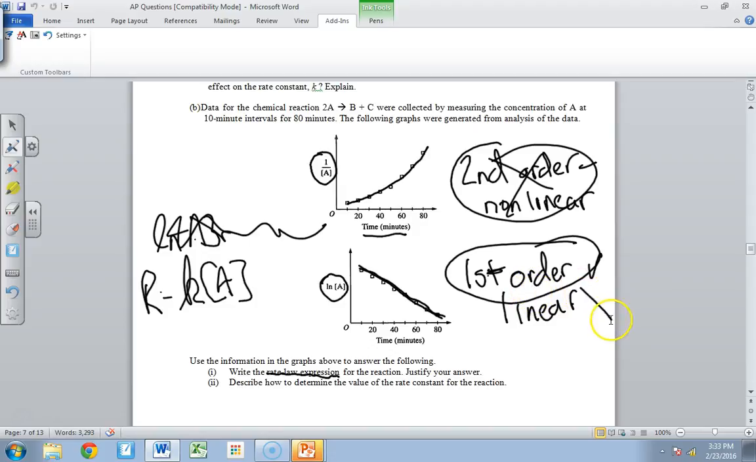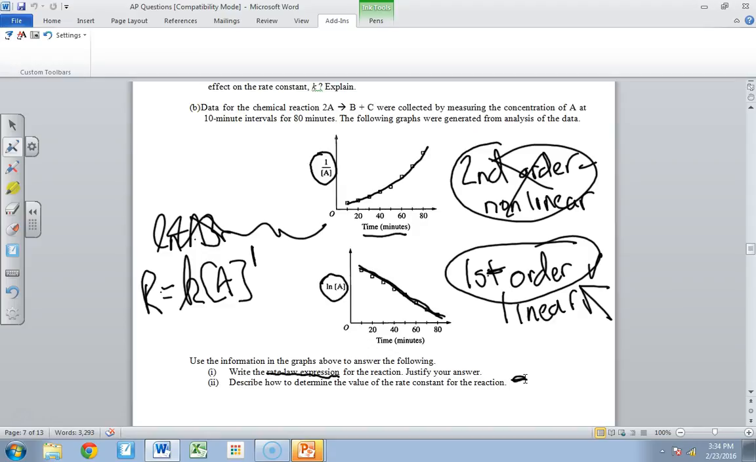Now what is the power? Well, we just determined that the reaction is first order with respect to A, and A is the only reactant. So if A is the only reactant, it must be first order overall. So we have rate equals the rate constant k times the concentration of A to the first power. Now, it says determine how you find the value of the rate constant for the reaction.